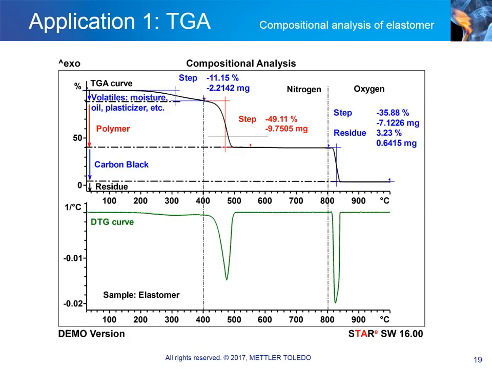Evaluation of the TGA curve yielded the following sample composition: 11.2% volatile components, 49.1% of polymer, and 35.9% of carbon black. The residue of about 3.2% includes some inorganic materials such as zinc oxide, used as catalysts for the vulcanization.